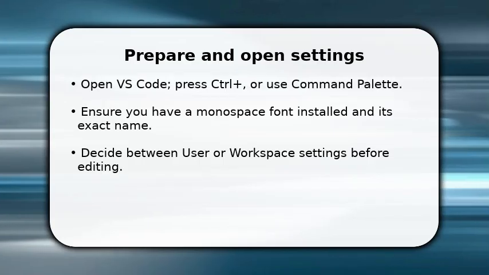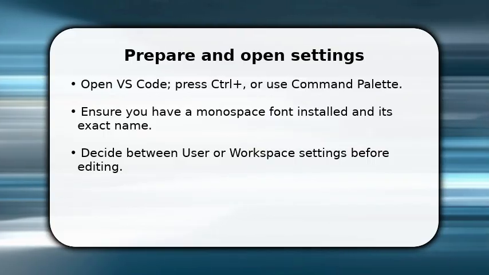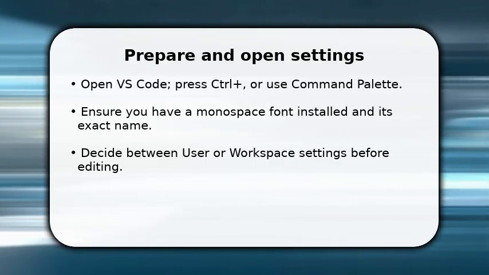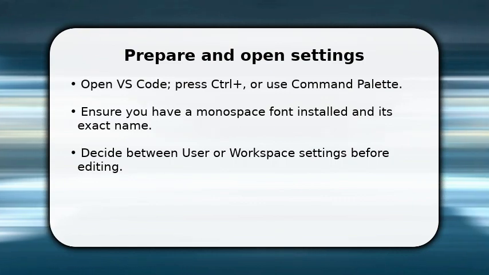You start by opening VS Code and going straight to Settings. Press Ctrl+, or use the command palette. Once done, confirm a monospace font is installed on your system and note its exact name, because spelling matters. Make sure you choose whether this change applies to user or workspace settings. User affects all projects, workspace only the current folder. These are the first actionable steps. Do them now so the editor reflects your preferences consistently across files.